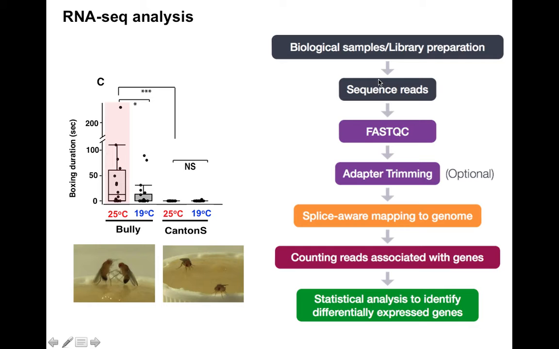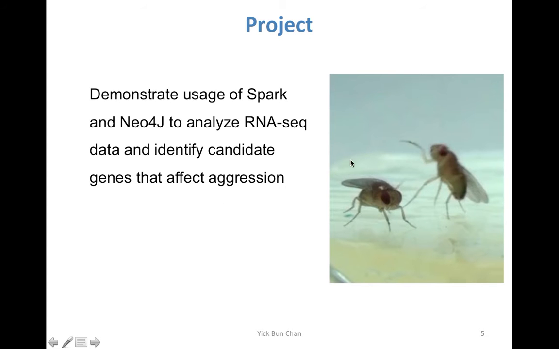Then we map and count the sequence reads using software like TopHat and genome features. And finally, to compare the results and identify the differentially expressed genes, we perform statistical analysis using edgeR. The resulting data will be analyzed using Spark and Neo4j. In this project, I will demonstrate the use of Spark and Neo4j to analyze RNA-seq data and identify candidate genes that affect aggression.